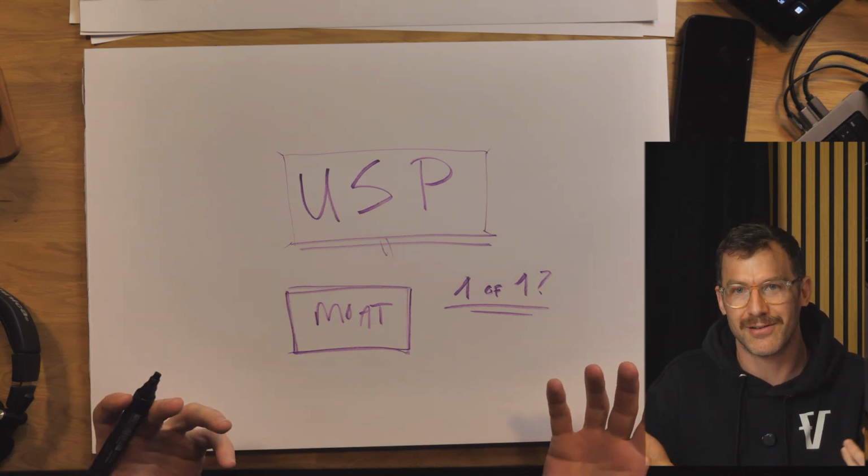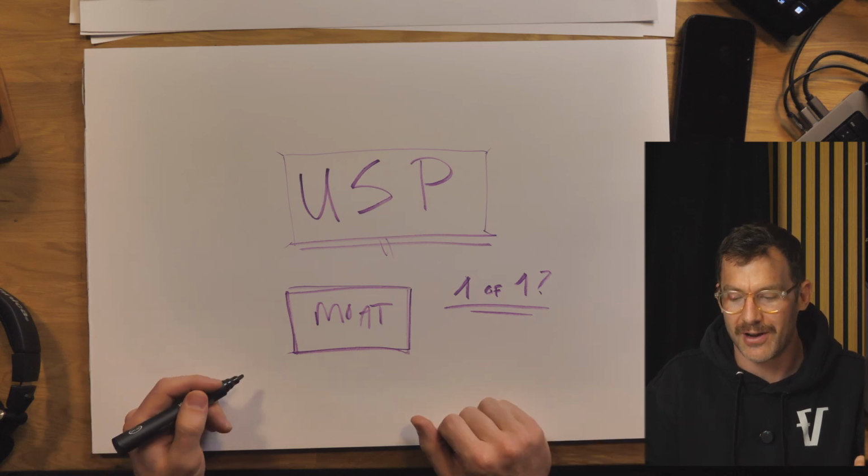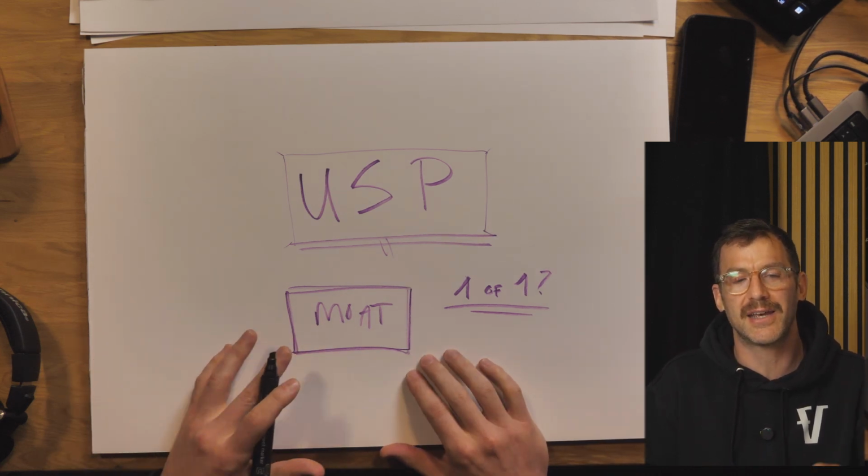So nobody knew, like you couldn't compare the iPhone to anything when it first came out, right? So it was one of one. So they're able to charge a lot more for that. That's pretty basic.